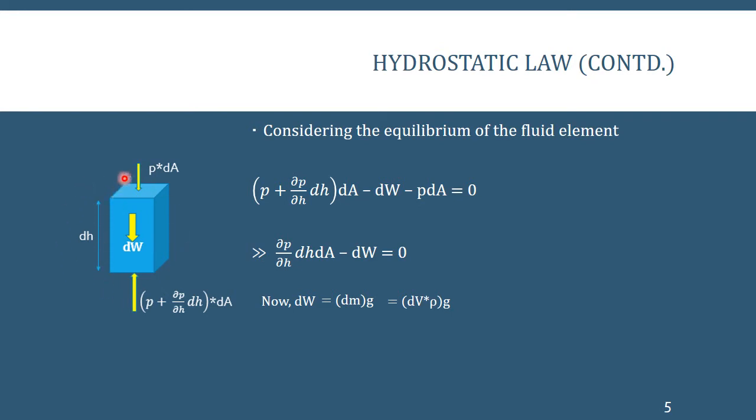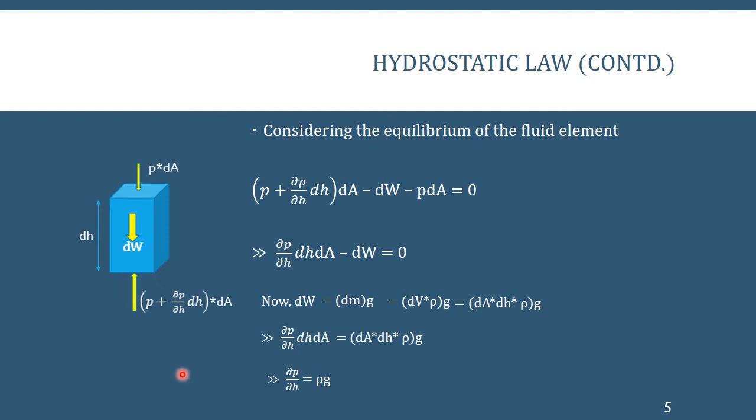Volume of the fluid element is dA into dH. And so dW can be written as dA into dH into rho into G. So I'm going to substitute this particular expression for dW in the above equation. I will end up getting dou P by dou H into dH into dA is equal to dA into dH into rho into G. All the common terms can be cancelled off, and I will end up with dou P by dou H is equal to rho into G.